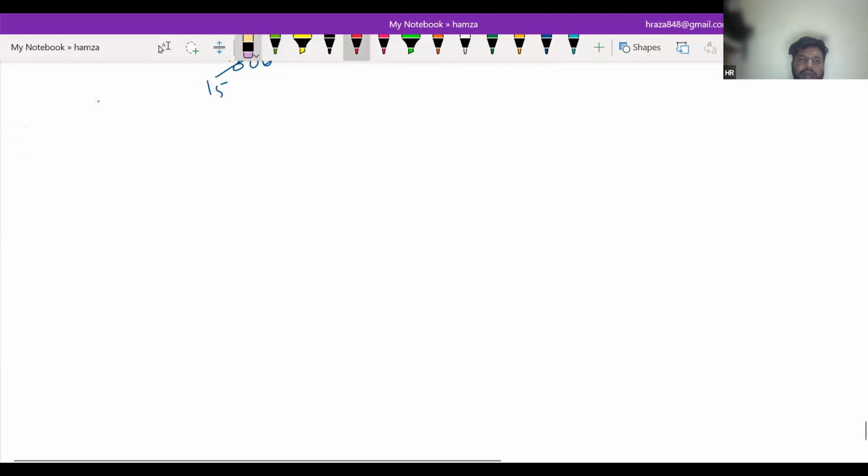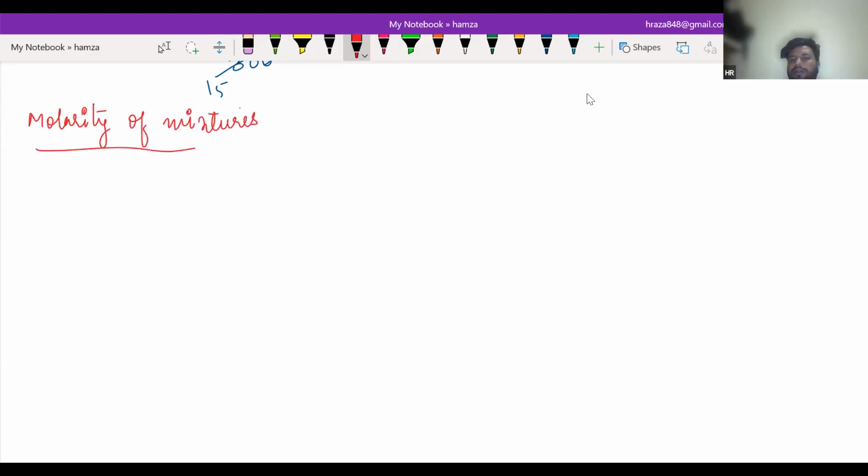So moving to the next topic of molarity, write a topic: molarity of mixtures. See, what does this mean? There are two containers. The first container has molarity M1 and volume V1, and here the number of moles is N1.